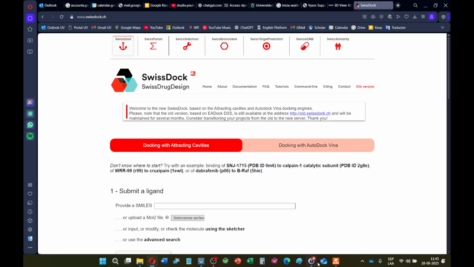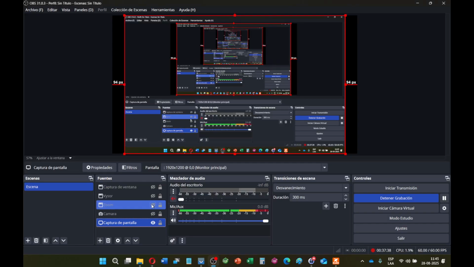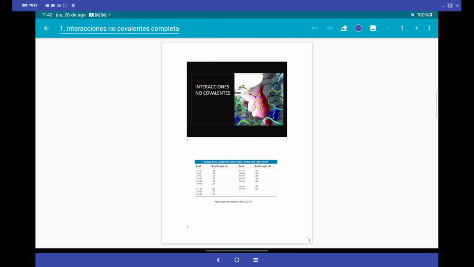Then we go to intermolecular interactions, and then, well, remember, I am going to ask you some things after that. Allow me to go to the note, to see if it is taking.